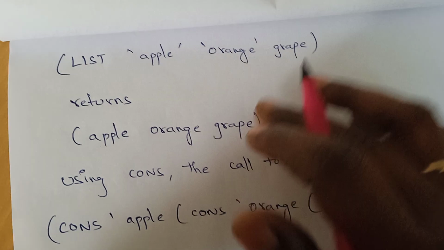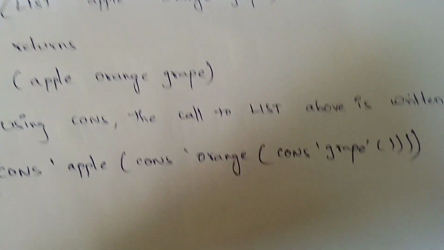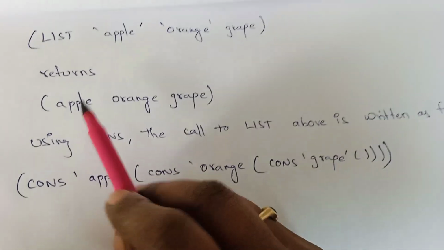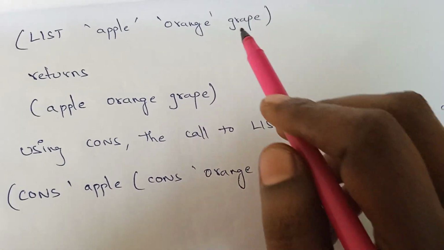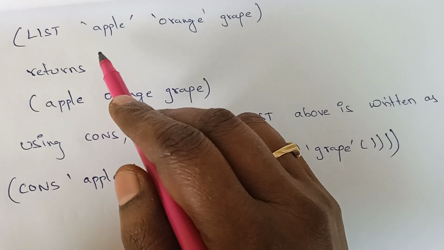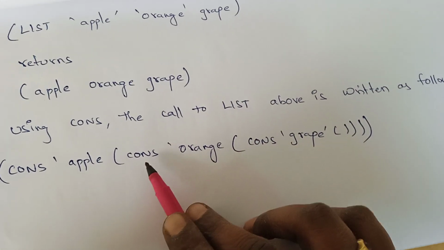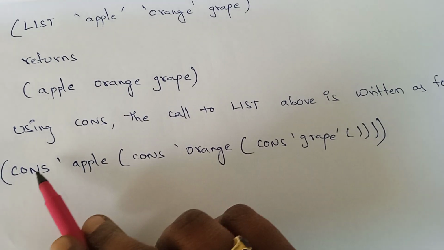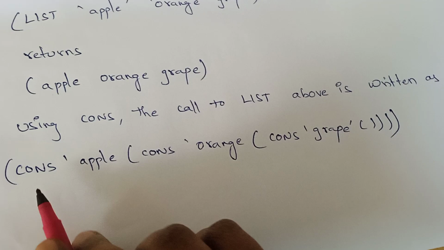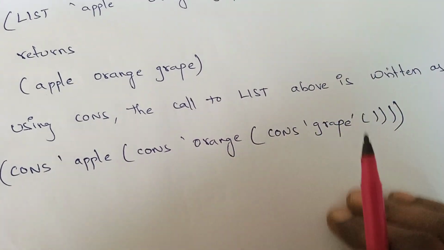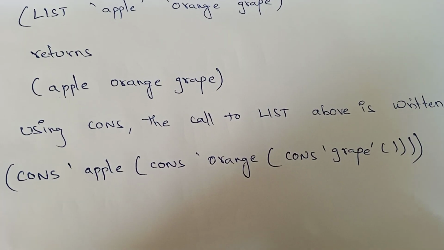Now the same call to LIST above can be written using CONS. Using LIST, this is what we can do. Using the CONS function, I can write the statement like this: cons apple, cons orange, cons grape, and the empty list. Now look at this. What will CONS do? CONS will put three different sublists together. In turn it returns back apple, orange and grape.